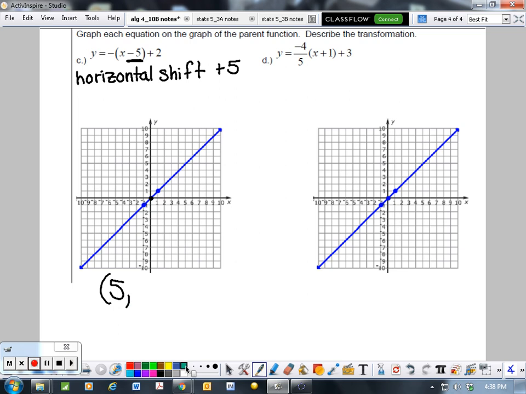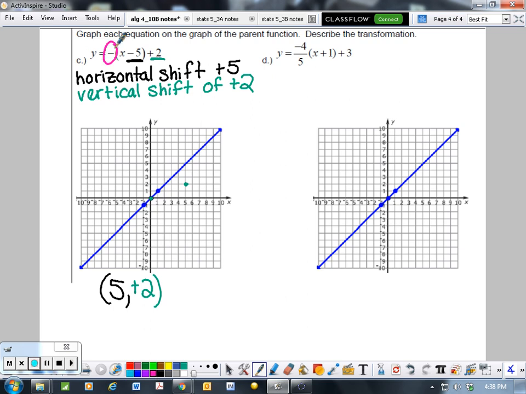Now I'm going to go ahead and look at that y value, +2. Y moves us up or down, so that's vertical. So this is a vertical shift of +2, so it means I'm moving up 2. So now I'm going to take this point and I'm going to go horizontally 5, vertically 2, and that gives me my point. So this point just moved to here, and now we're going to use that slope to figure this out.